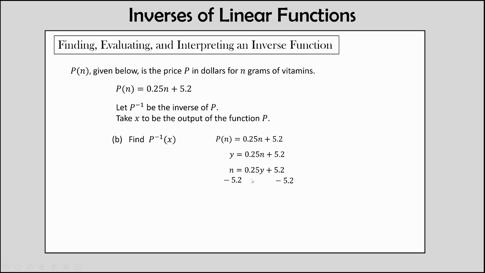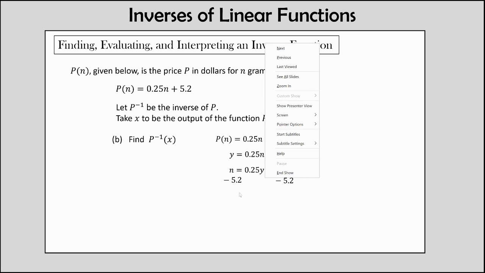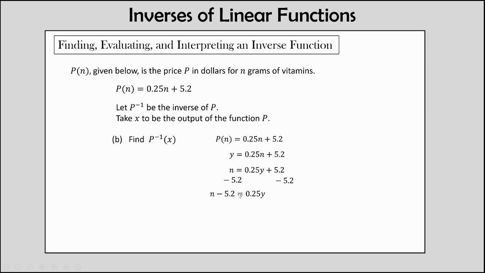So I'm going to subtract 5.2 from both sides. We're going to get n minus 5.2 equals 0.25y. I like to switch sides now: 0.25y equals n minus 5.2. We want to isolate our y, so we're going to divide each side by 0.25. And then that will give me y equals n minus 5.2 over 0.25. So our inverse function, P inverse, is x minus 5.2 over 0.25.